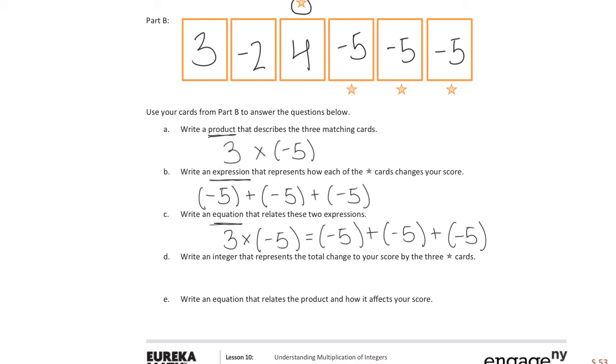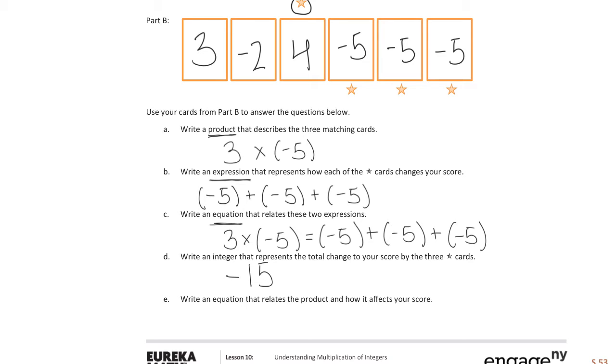D, write an integer that represents the total change to your score by the 3 star cards. Let's look at our equations that we wrote in C. We have 3 times -5. If we have a positive times a negative, that will give us a negative number. And 3 times 5 is 15. So in this case, the integer that represents the total change of our score is -15. If you also want to add -5 plus -5 plus -5, we will get -15.